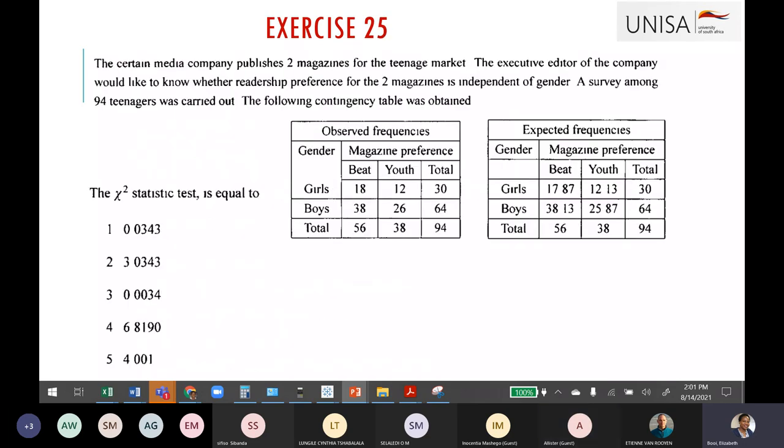2x2 table. And here also, you can use your Excel to calculate the test statistic, or you can use your formula: chi-squared stat is equal to the sum of your observed minus your expected, squared, divided by your expected, because here are your expected frequencies and here are your observed frequencies. You just substitute and then calculate, excluding the totals. Don't use the totals.